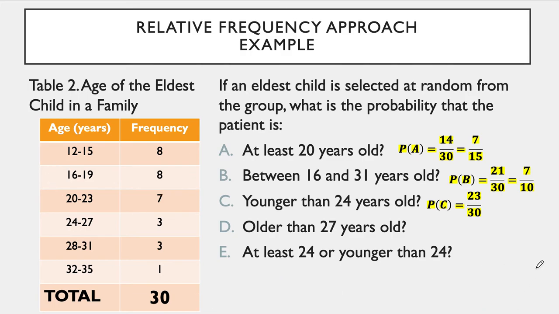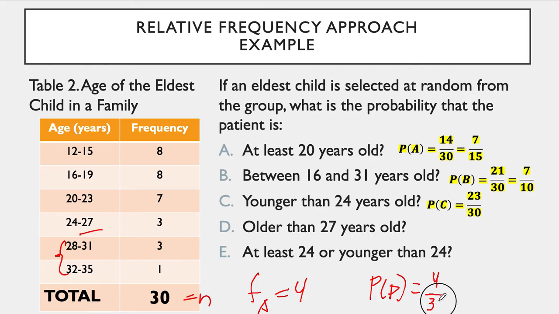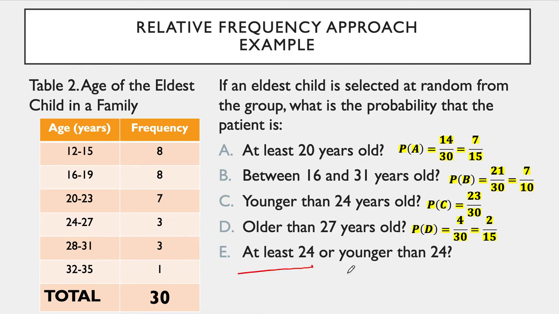Okay, let's go now to letter D. Older than 27. So here's 27 here. Older than 27 is right here. So our f sub a is only 4. This is your n. So therefore, your probability of D is going to be 4 on 30. Can we simplify this? Yes. Divide them both by 2, so we have 2 over 15. There you go. And lastly, letter E, at least 24 or younger than 24.